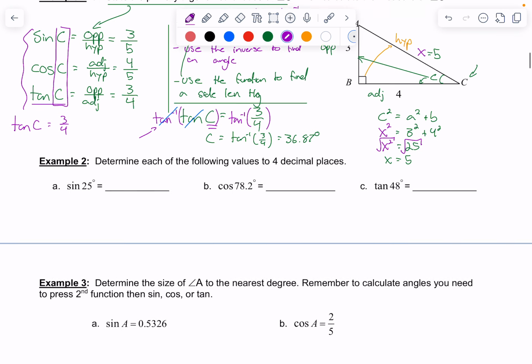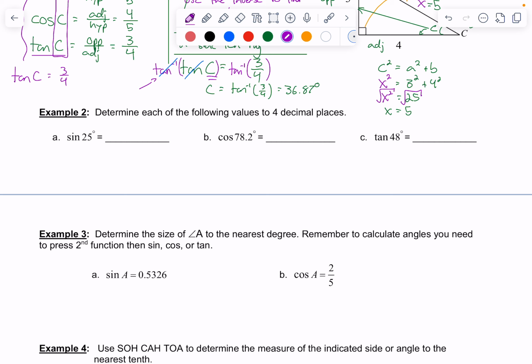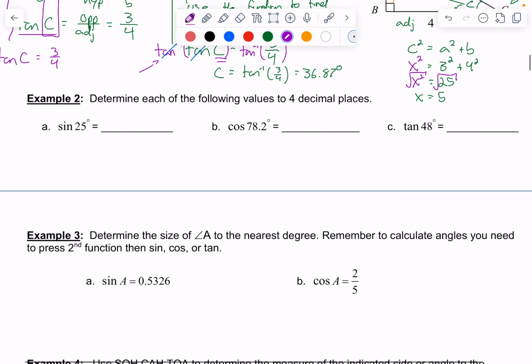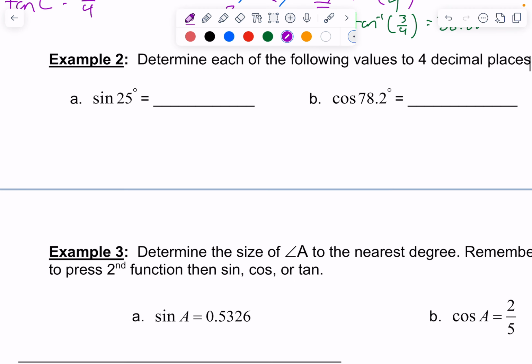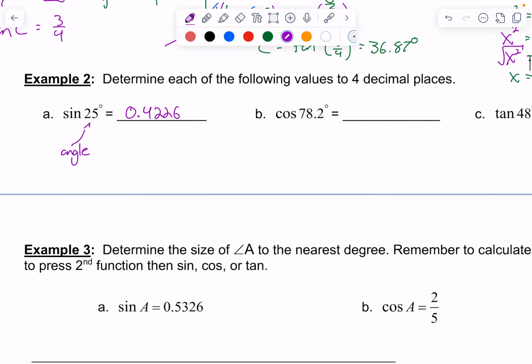So, in these problems right here, we're given an angle, and you're determining a side, or the ratio. You're determining the ratio of a triangle. So we have sine of an angle, all right? So this right here, this is the angle. So you're going to be using just the regular sine button. So you just type sine 25, and you get 0.4226. It wanted 4 decimal places. That's why I went that far.